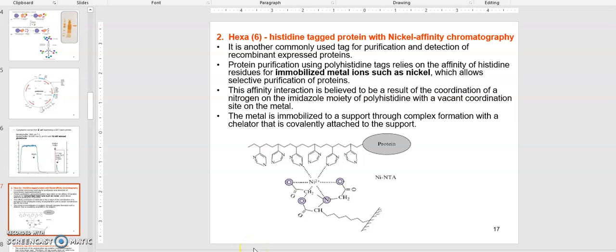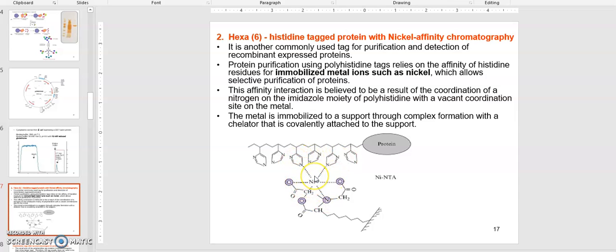So we're talking about 6 histidine tag. Instead of a GST tag, you can add another tag called hexahistidine. Hexa means 6. So you can add an extra 6 histidine. Histidines are what? Amino acids. So 6 histidines in a row will develop a unique structure. Those 6 histidine amino acids can bind with nickel ion.